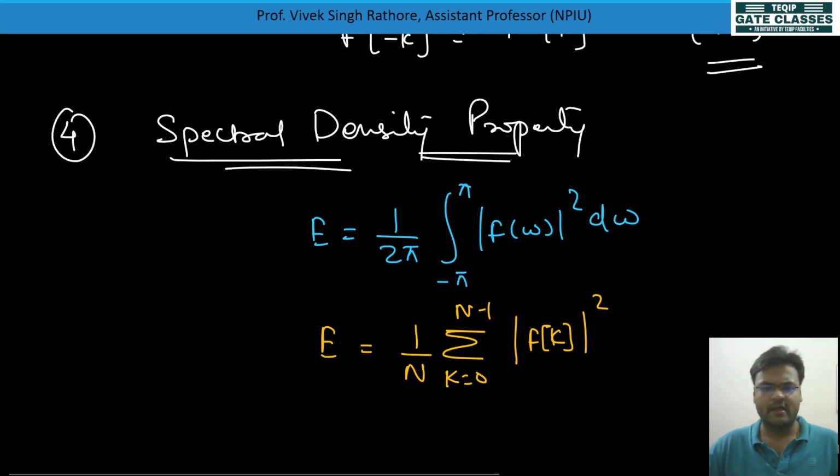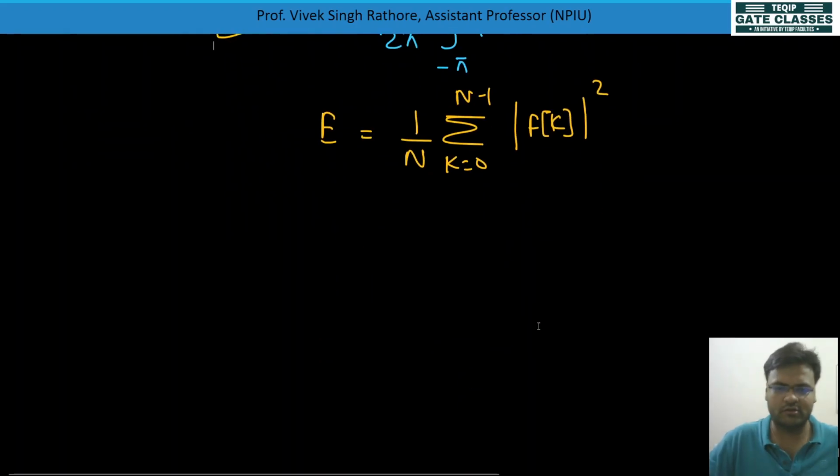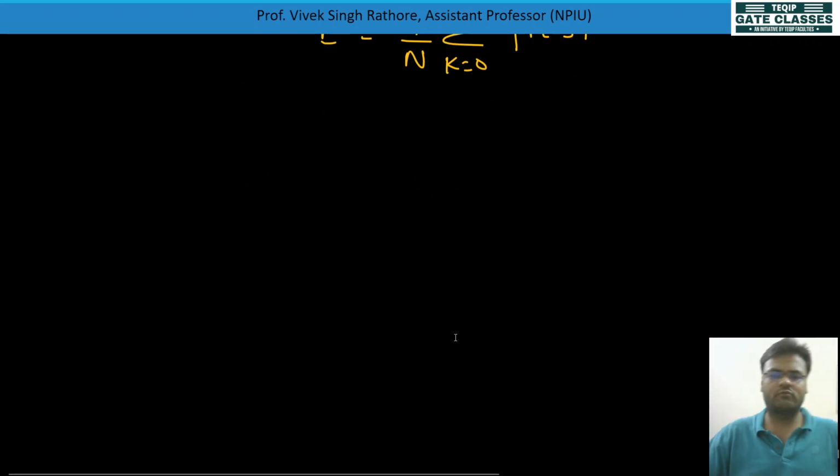It's very easy. See, why I told you this: you need to understand where we are using the integral and where we are using the summation. Summation we are using because this f of k is discrete, and there the integral because f of omega was continuous. That's why both are the same, but the values are the same only. 1 by time period, so 1 by n is there. From minus pi to pi one period was seen, so here 0 to n minus 1 is one period, f of k mod square. So we'll try with one question and understand this property also.